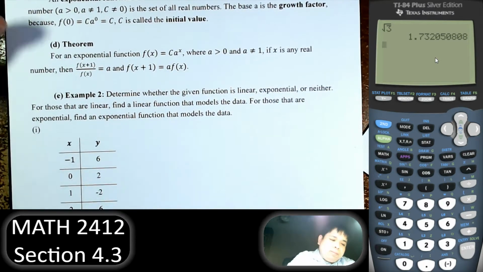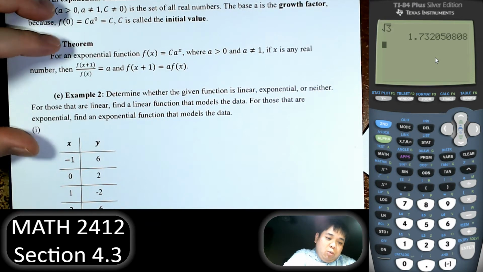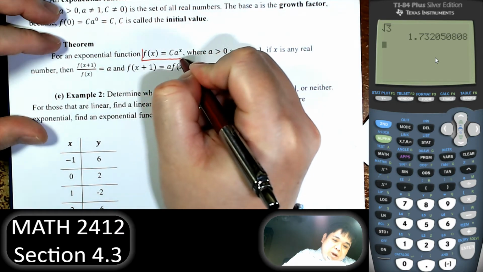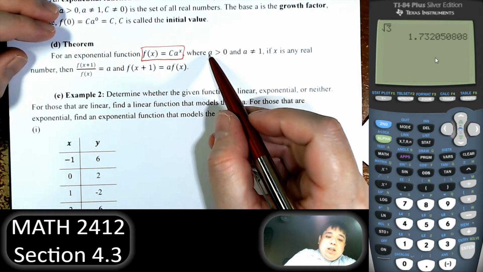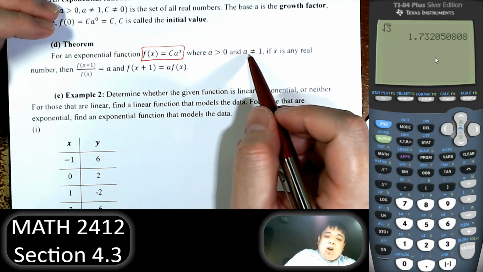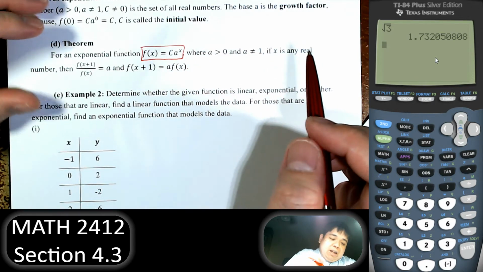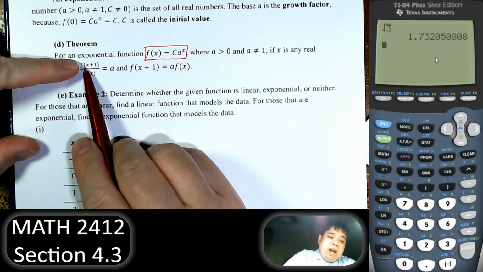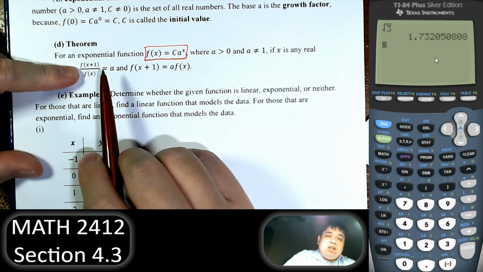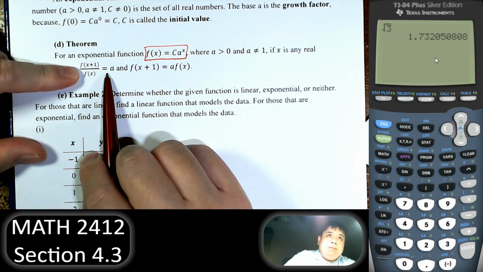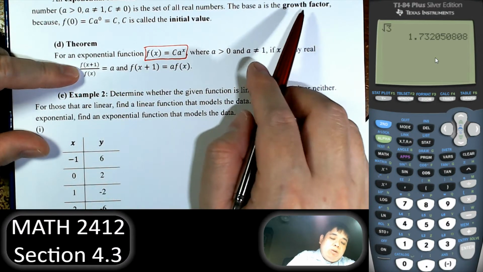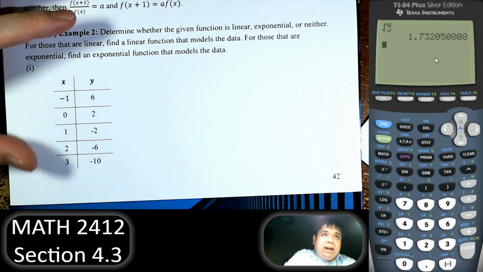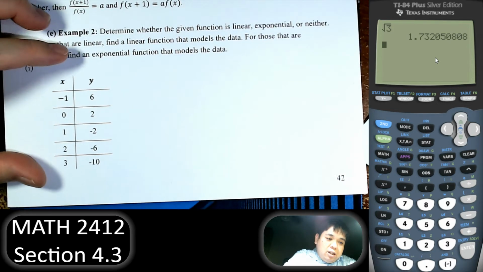Right. 2. For an exponential function in this form, a is positive and not equal to 1. If x is any real number, then the ratio of f of x plus 1 over f of x is equal to a constant, a, which is the growth factor, or we can write it like this. Now, let's look at this example.